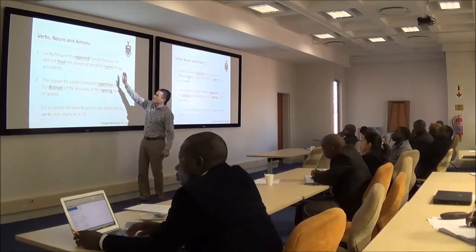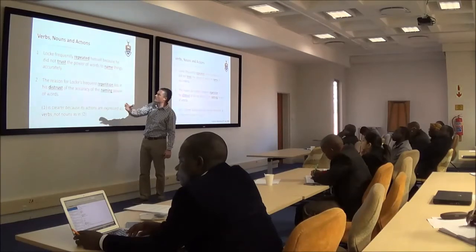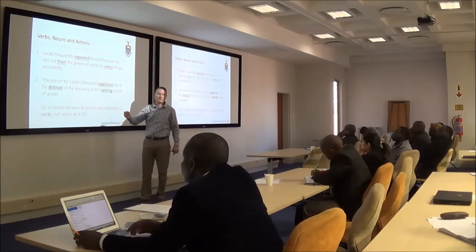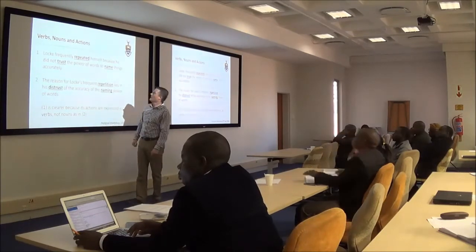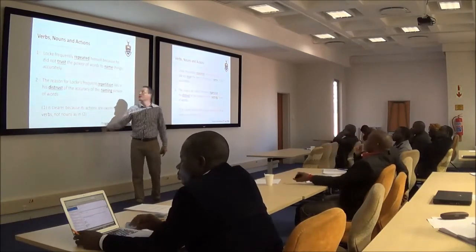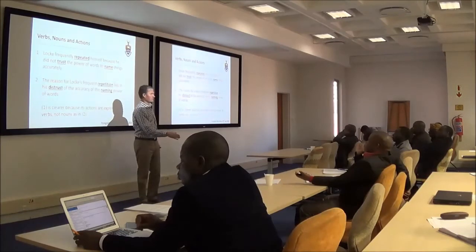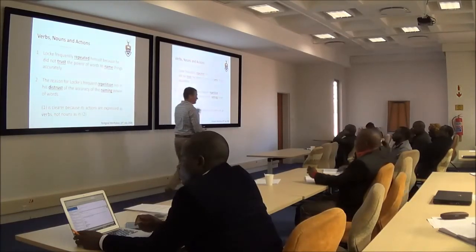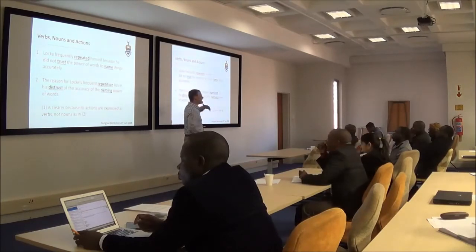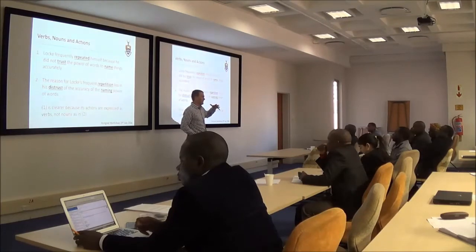Locke frequently repeated himself because he did not trust the power of the words to name things accurately. So, repeat in the past tense, repeated, that's a verb. Trust, it's a verb. And name, it's a verb. Okay? Now, I think this will add to what we're learning this morning, is that we tend to subconsciously nominalize verbs into their noun equivalent.